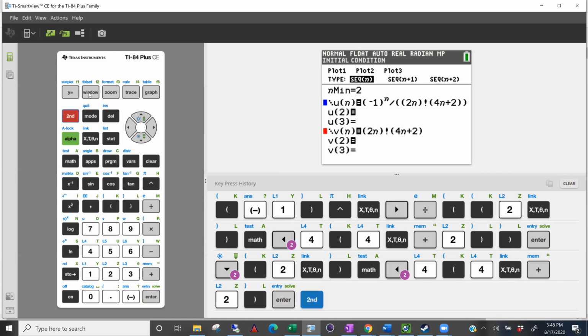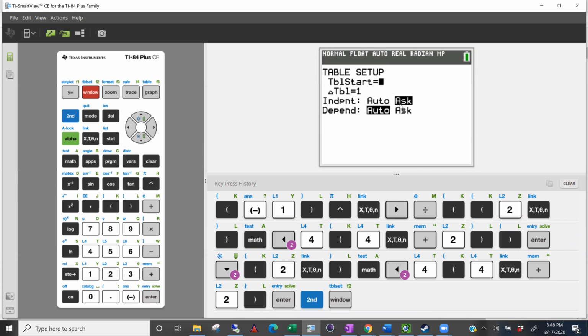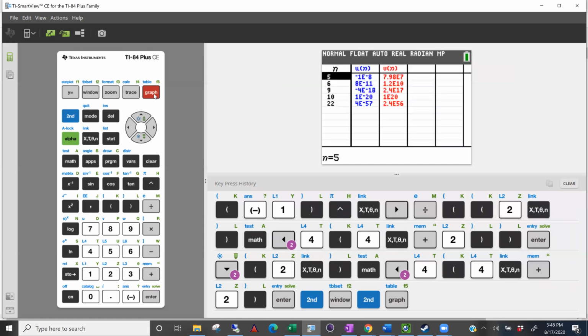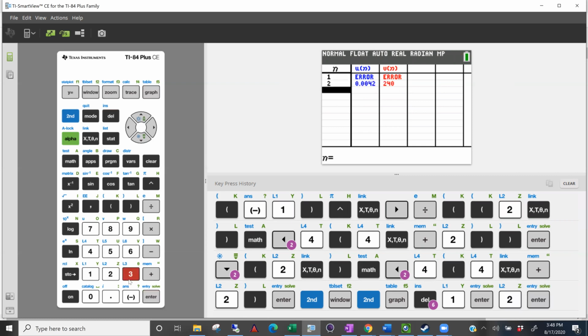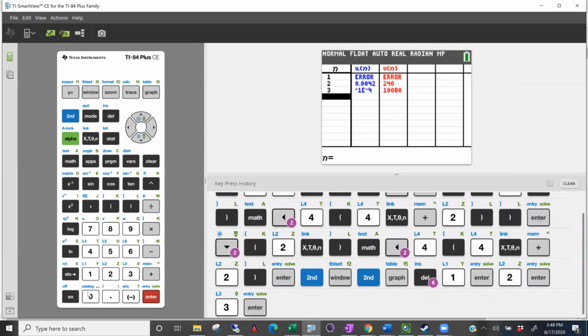Let's check our window. Independence should be set to ask. Go over to table. And let's just delete a few things so we can start fresh. We'll start with 1, 2, 3, 4.